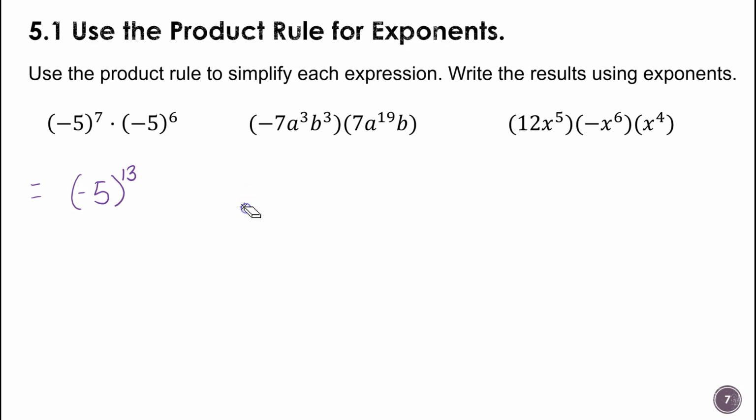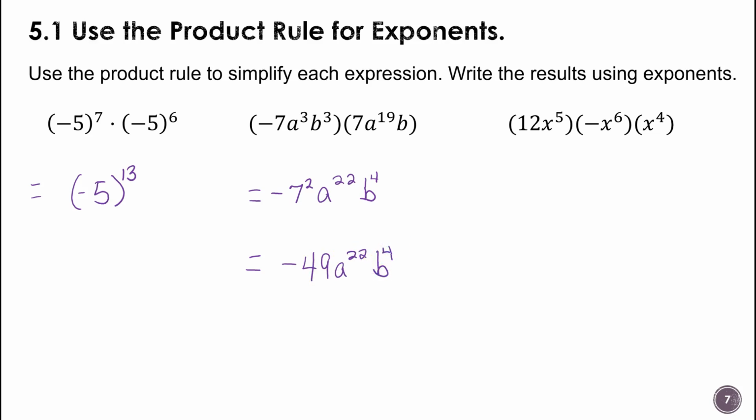On the next one, maybe we need to write that as 7 to the second. So negative 7 squared. We're going to add the exponents on the a's. So that's 3 and 19, which is 22. On the b's, we're going to have 3 plus 1, so that's 4. Now, I think you could leave this one with the negative 7, or you could write it as negative 49 as far as I'm concerned. Pay attention to the directions on your math lab so you don't mess that up.